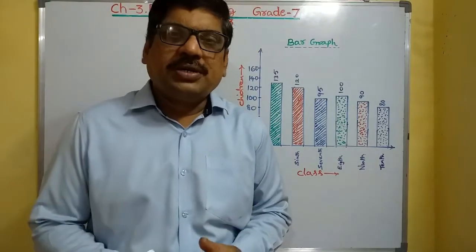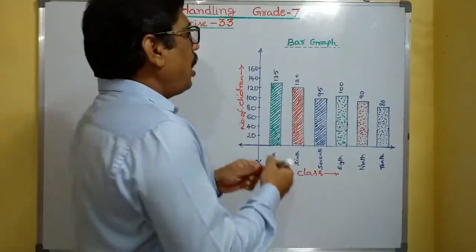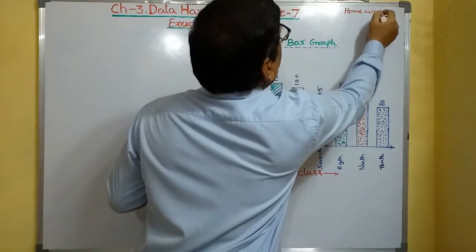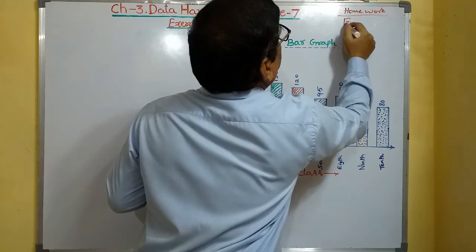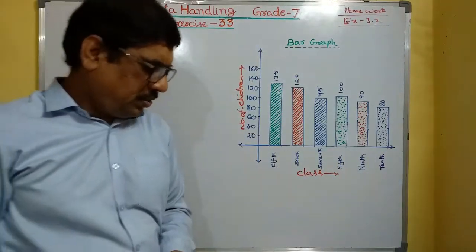We are in the chapter Data Handling. Exercise 3.2 we have to do as homework. Okay, so exercise 3.2 is very small and easy. Please do it by yourself.